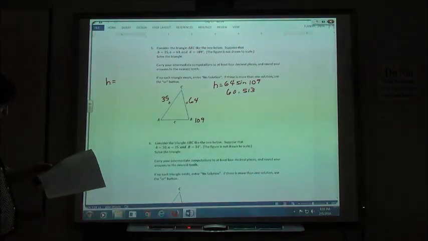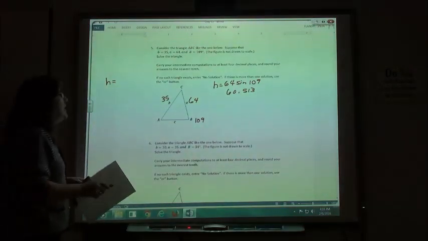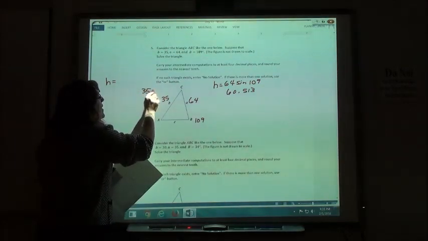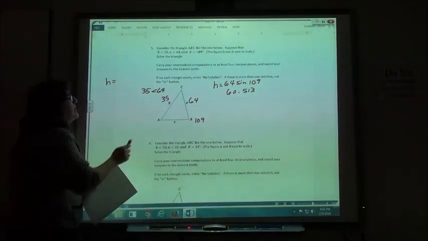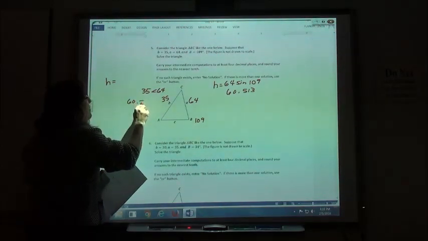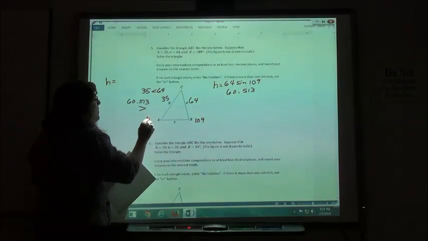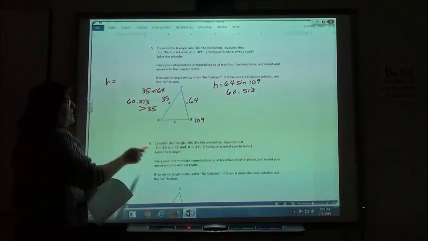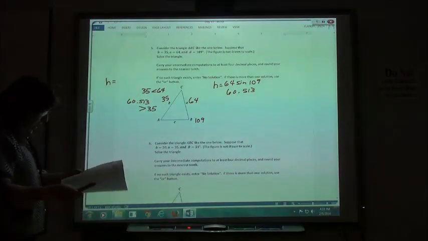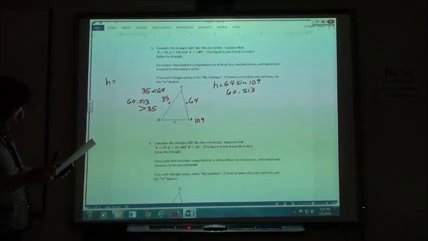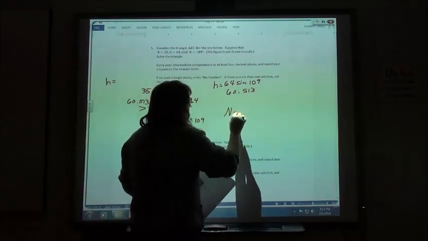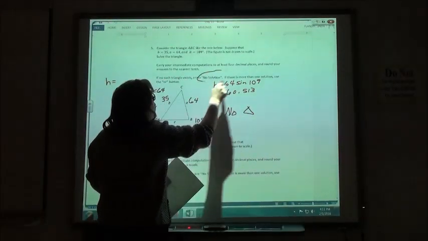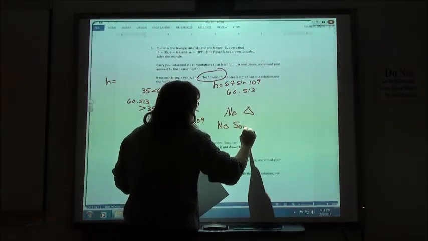So I go down to the next one. Is the opposite side less than the adjacent? Yes, 35 is less than 64. And is h greater than the opposite? So h is 60.513. Is that greater than the opposite side of 35? Yes. So we got that the opposite side was less than the adjacent side, and h is greater than the opposite side. We're going to end up with no triangles, so we are going to say no solution.